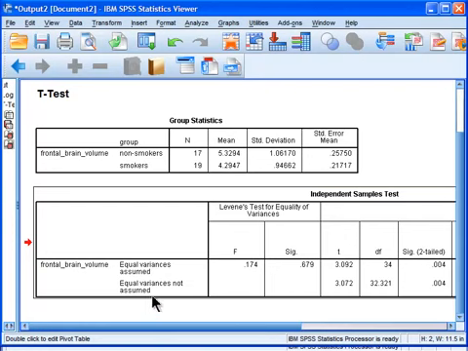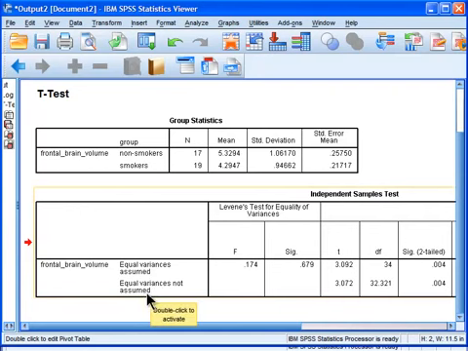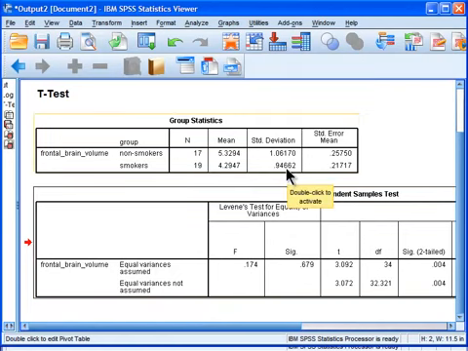I'll note that underneath the equal variances assumed result, SPSS also produces an equal variances not assumed result, which produces a t-value of 3.072 and adjusted degrees of freedom of 32, and the significance level is the same thing. So basically, the results are the same whether you look at the equal variances or not equal variances, and that's because the variances are basically the same.